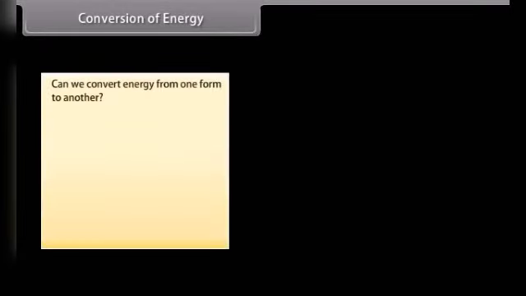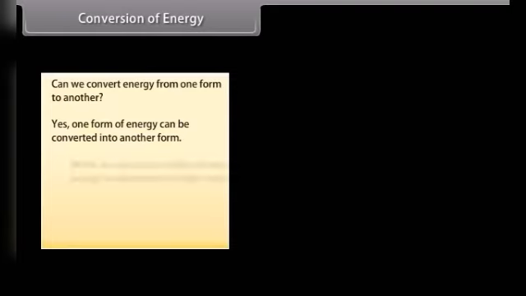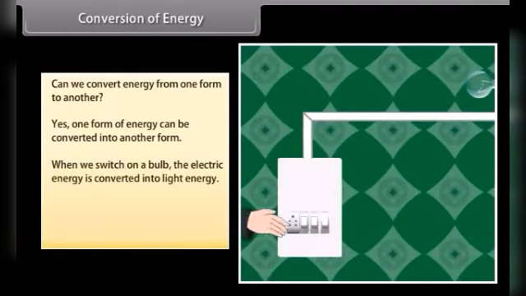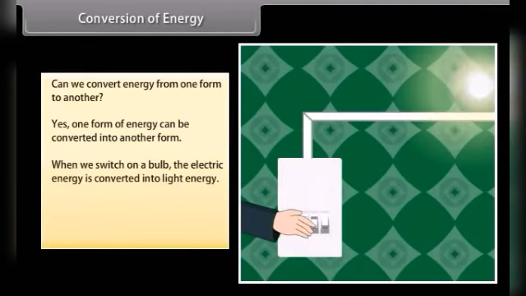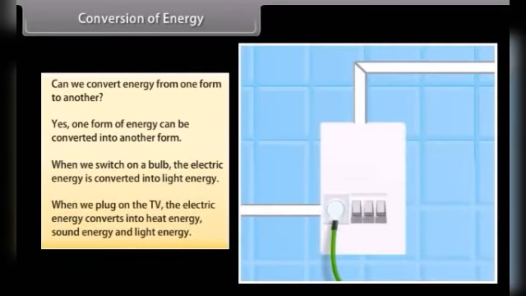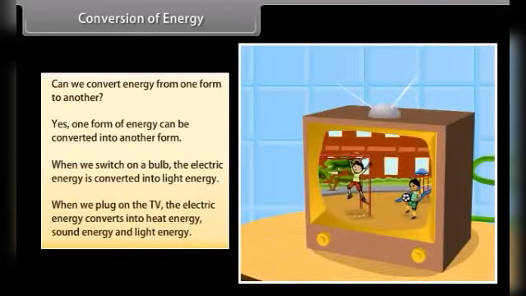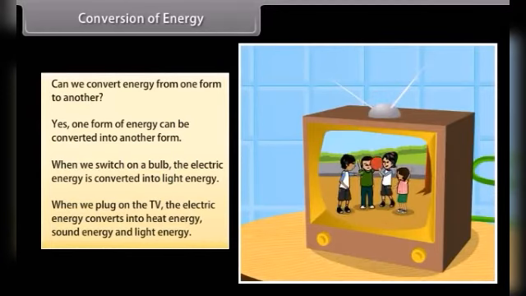Conversion of energy. Answer one question now. Can we convert energy from one form to another? Yes, one form of energy can be converted into another form. Let's take a small example. When we switch on a bulb, the electric energy is converted into light energy. Similarly, when we switch on the TV, the electric energy converts into heat energy, sound energy, and light energy.